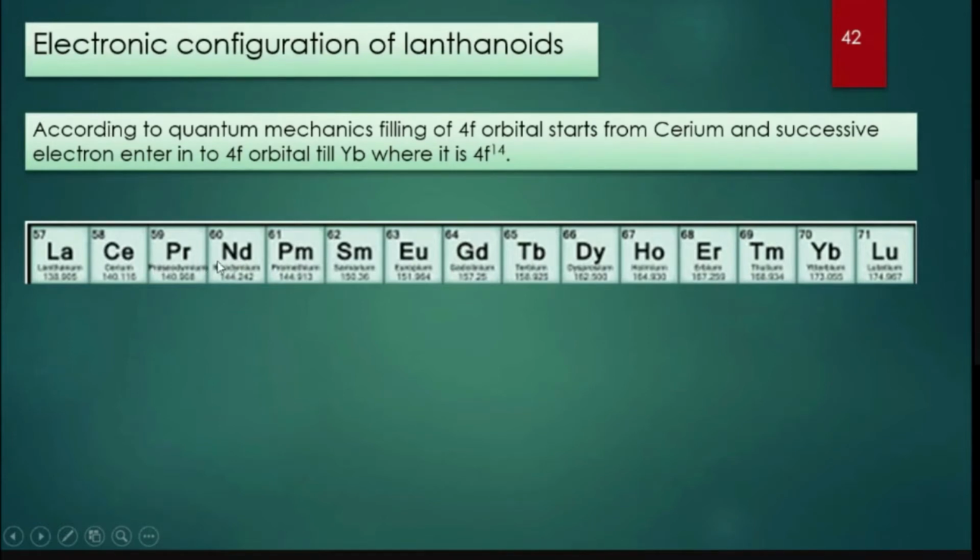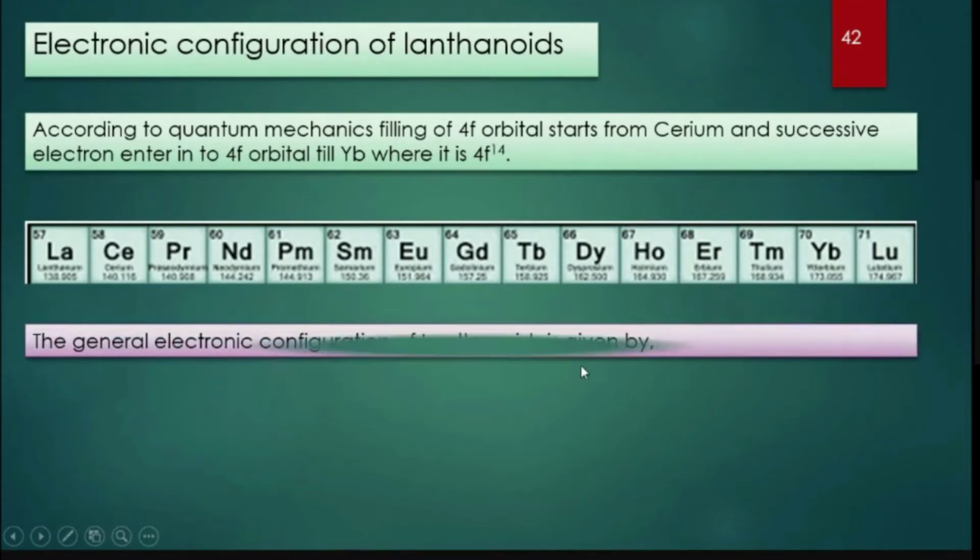The filling of the 4f orbital actually starts from cerium, and from cerium it keeps on getting filled. That means the 4f orbital is progressively filled from cerium up to ytterbium. Ytterbium is the element having a completely filled 4f orbital, and lutetium also has a completely filled 4f orbital.